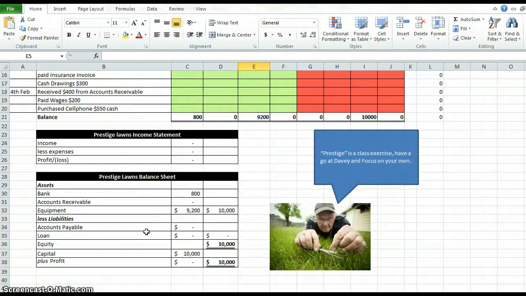Again, you can scroll down. See, bank account now has 800. That's this figure here. And equipment 9,200, and capital still 10,000. And those two balance, which is why we call it a balance sheet.